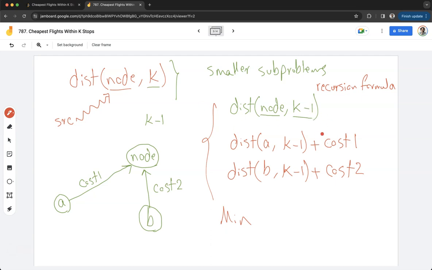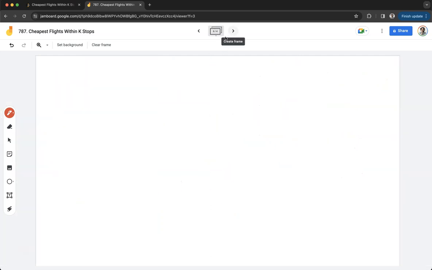Now we should go and think about the base case, because whenever you have a recursive function or recursive formula, you should think about the base case. Okay? So what is the base case? The base case could be distance of node and 0. So that means what is the minimum cost to arrive at node if you can make at most 0 stops? That means you should go to node directly.